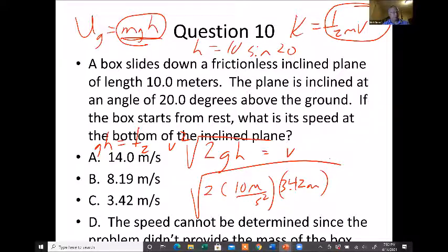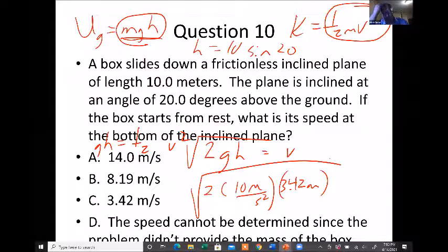So about 8, I got 8.27. Anybody have an idea why I'm getting 8.27, but the answer is 8.19 here? Because you used 10 for the acceleration of gravity instead of 9.81. Exactly. So when I worked this problem out originally, I was using 9.81 as G.